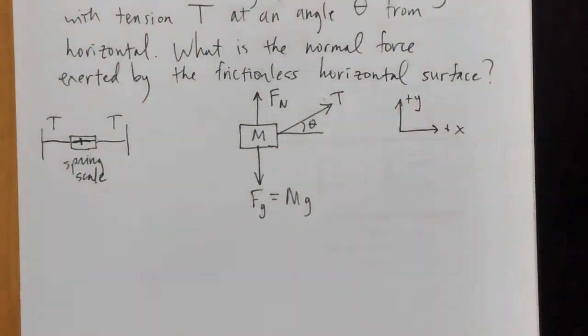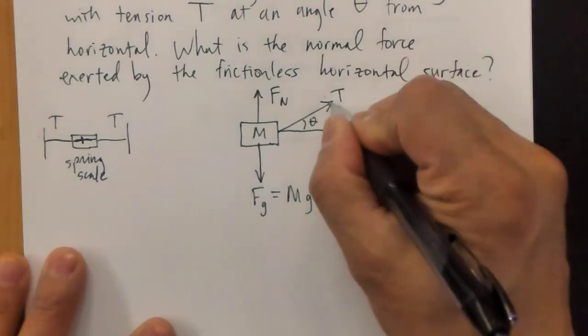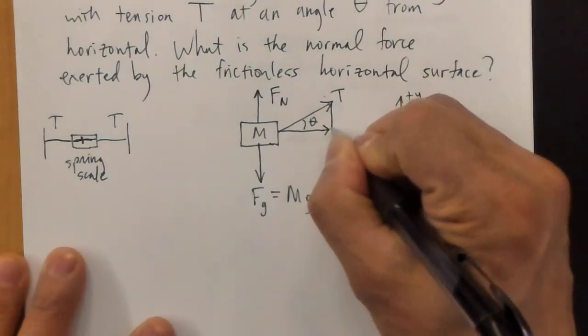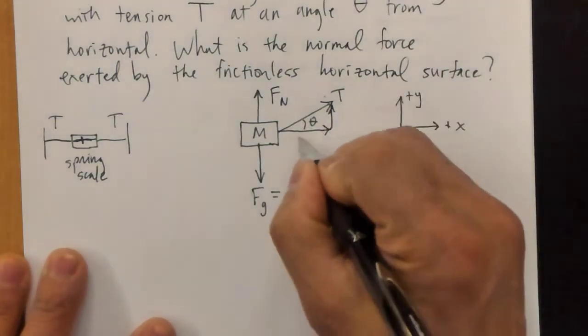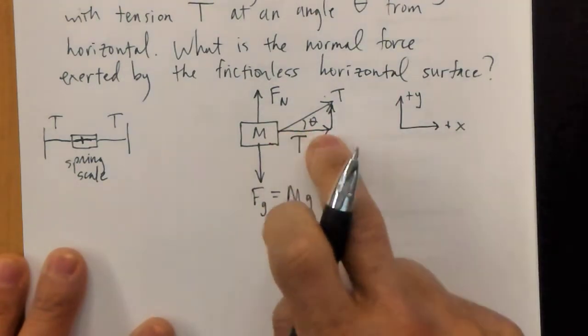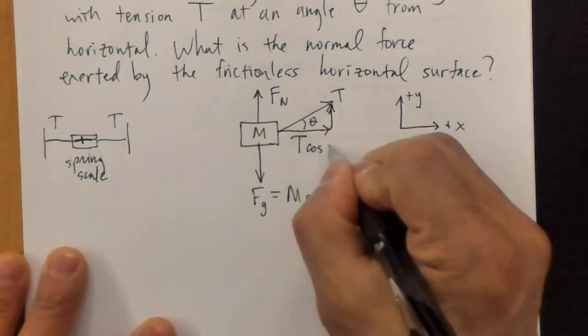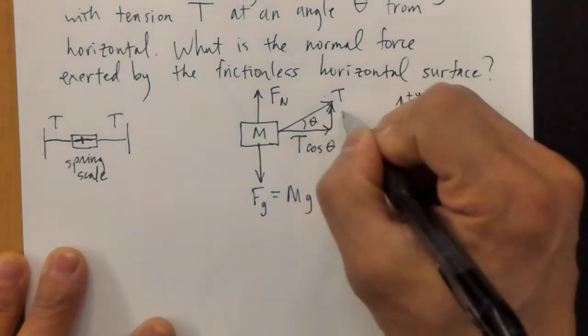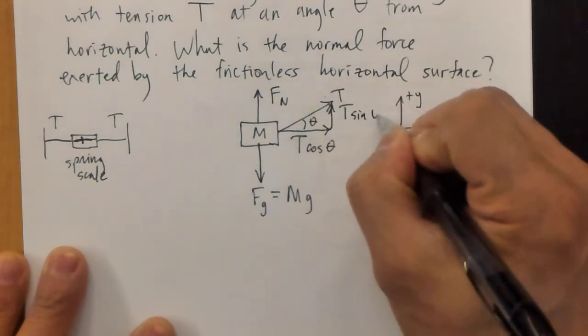The reason we're getting the x and y components of T is if this block were to move, it would be moving in a horizontal direction. Does everybody agree with that? I mean, it could be lifted off the ground, but we're usually not asking those kinds of problems because that's a little bit weird. Okay, so we're going to get the x and y components. So we have T times, this is the adjacent side, so we have cosine of theta. And then we have T, this is the opposite side, so we have T times the sine of theta.